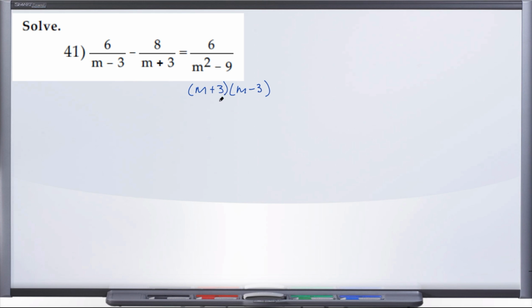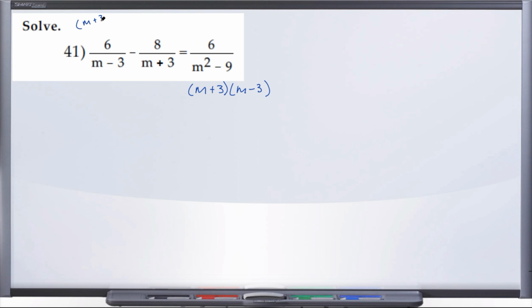So remember, the common denominator has to have one of each thing that's unique. So the m squared minus 9, when it factors into m plus 3, m minus 3, is the common denominator because it has each factor, each one being unique. So let's go ahead, now that we know what the common denominator is, we're going to multiply each term in this equation by the common denominator so that we can clear the fraction.